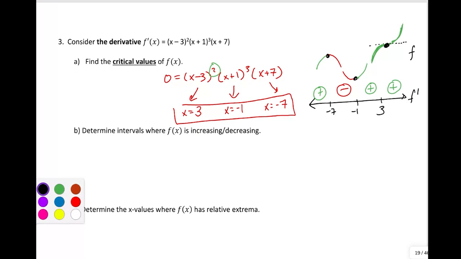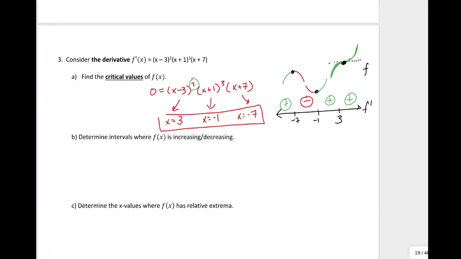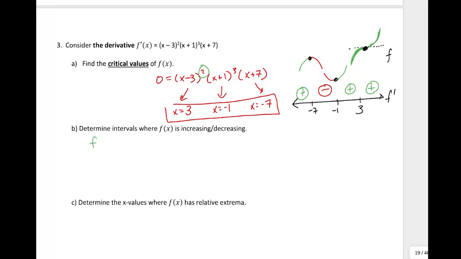Okay, so now we can break down all these answers. So f is increasing on the intervals negative infinity to negative 7. And then for those other two, when you have back-to-back positive intervals like that, you can list them separately if that makes you more comfortable, but you can also combine them. So it is okay here to say that it's increasing from negative 1 to infinity.